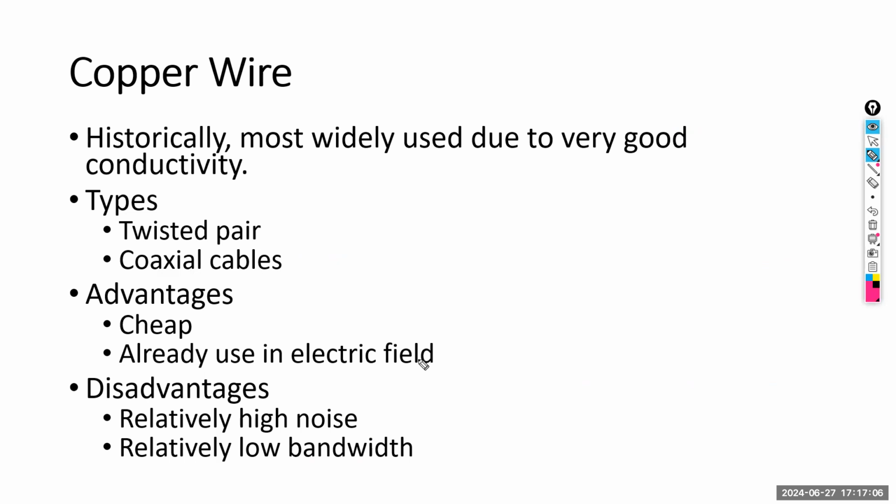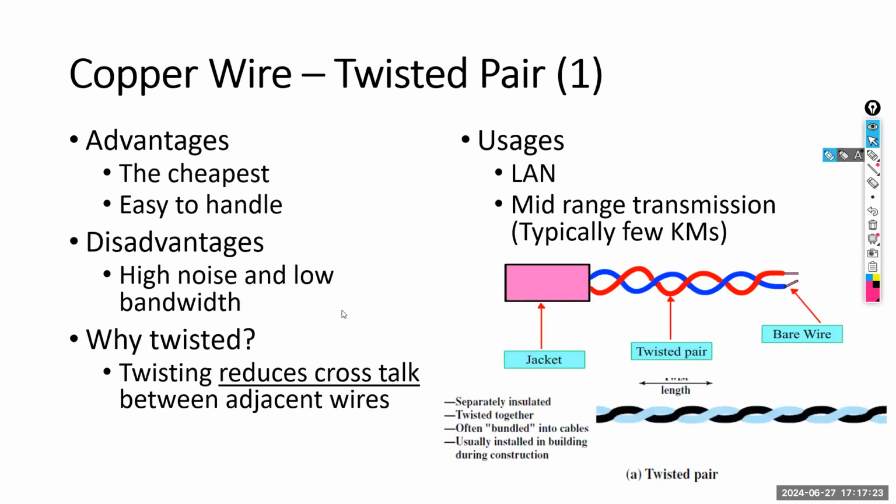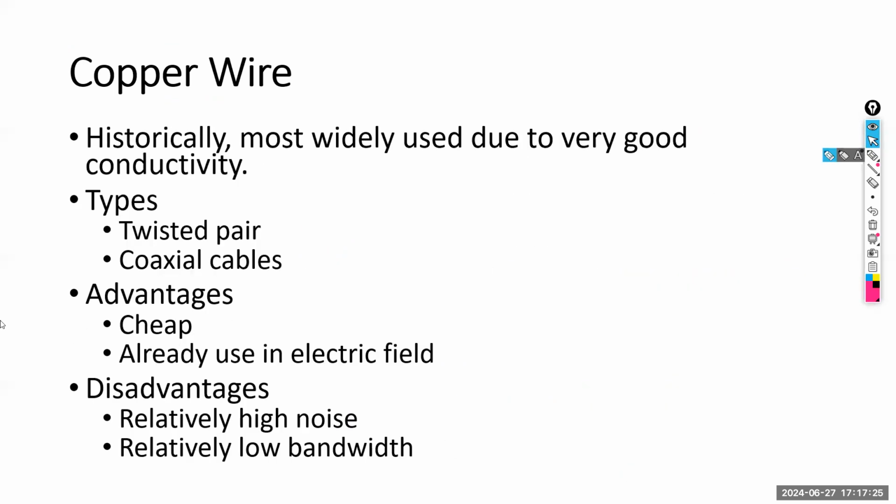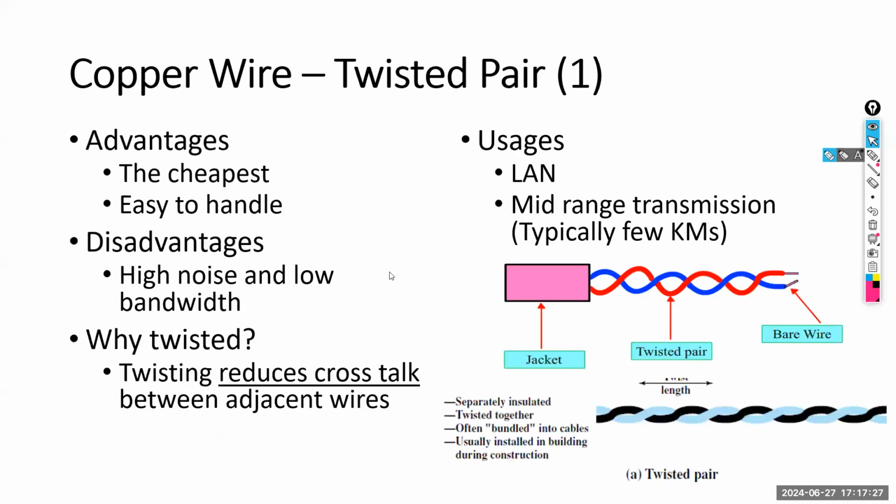So now you must have some idea about copper wire. Relatively cheap, convenient, but it's not the best when it comes to bandwidth and impairments. So let's first take the twisted pair. Remember, twisted pair and coaxial cables.